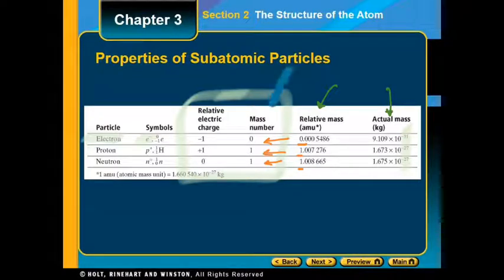So again, mass number, make sure you get those down for the electron, proton, and neutron, the 0, 1, 1. We will do calculations with those in section 3. And then their relative charge, the -1, the +1, the 0, you will need to know those.